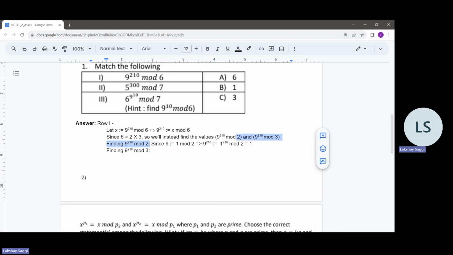But using these properties, similarly, we can write this as we have done in the previous part also, that since 9 is congruent to 0 mod 3, this implies that 9 raised to the power 210 is congruent to 0 raised to the power 210 mod 3, which is actually equal to 0.